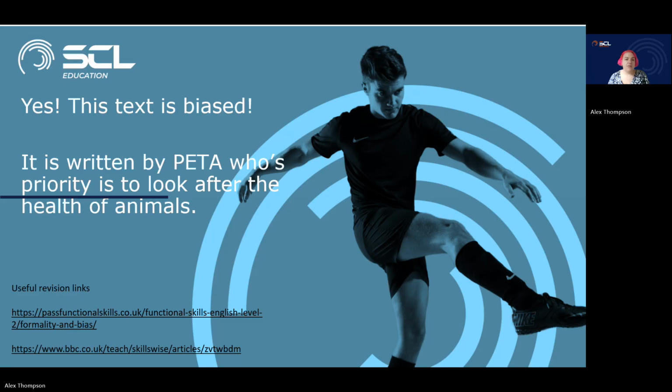So, bias in text. That particular one we've looked at, yes, very definitely biased. Their whole reason for being is to look after animals. So in this case, what they've done is they have given an article saying pet ownership is bad, you should listen to us, and you should not own these animals. Fine. They are not looking at it from any other perspectives.